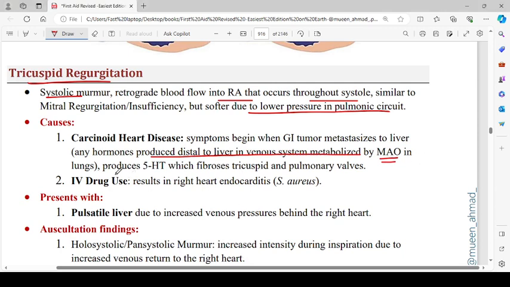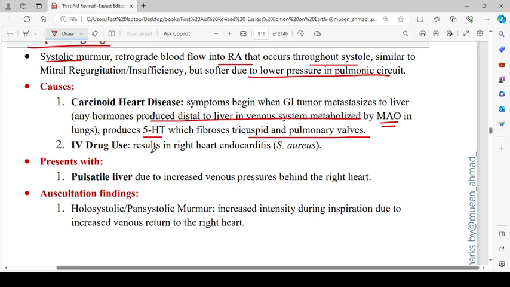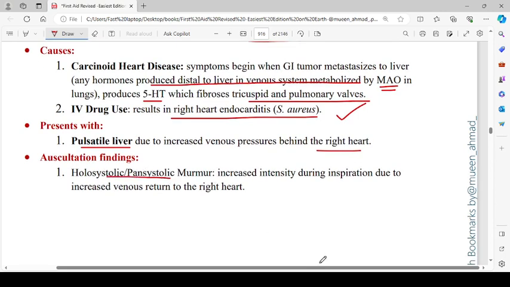Okay, so it produces 5-hydroxytryptamine, which fibroses the tricuspid and pulmonary valves. IV drugs result in right heart endocarditis, Staph aureus. It presents with a pulsatile liver due to the increased venous pressures behind the right heart. Auscultation findings: there will be a holosystolic, pansystolic murmur, with increased intensity during expiration due to the increased venous return to the right heart.